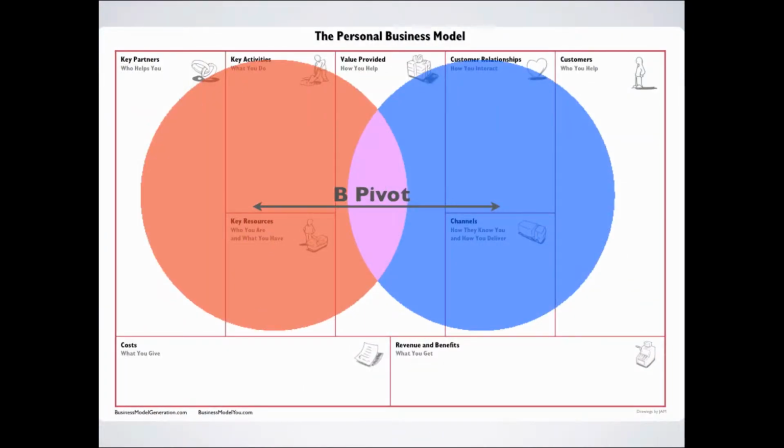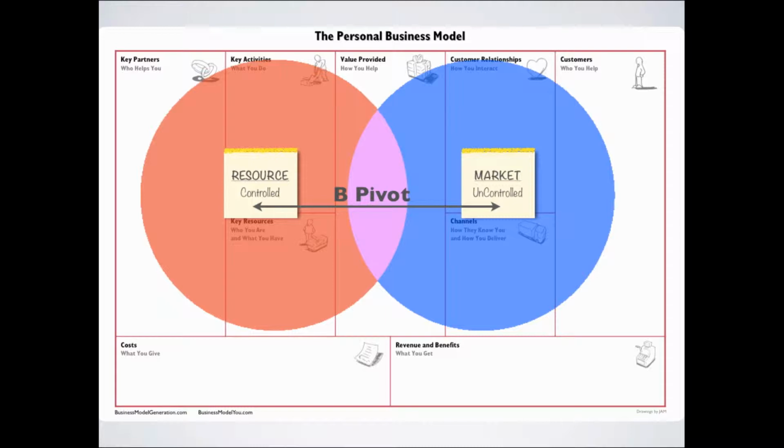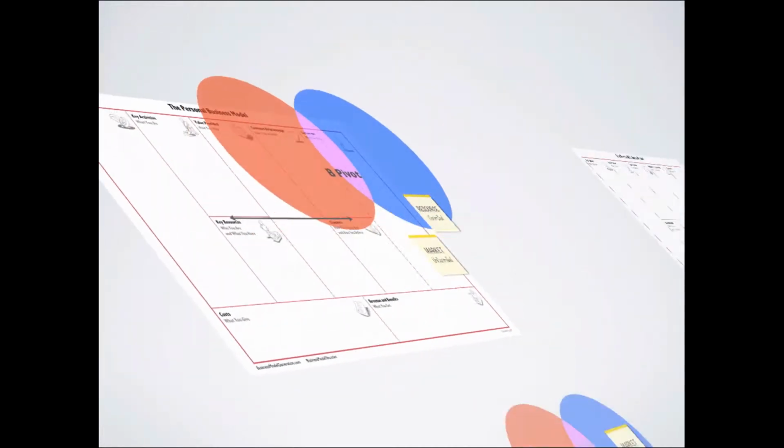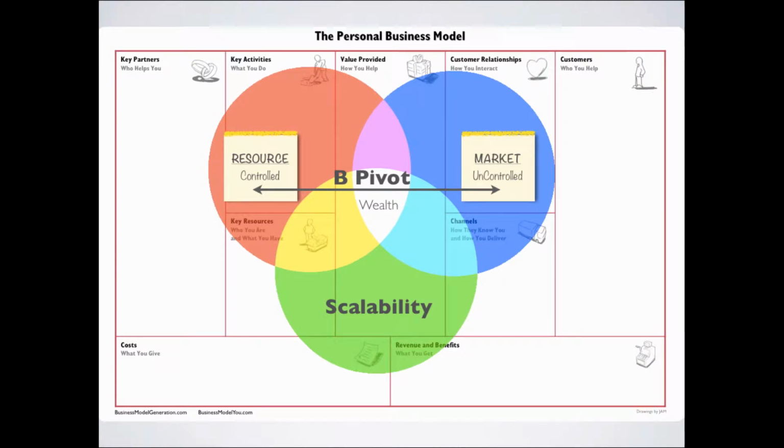The B pivots are changes we make over into the resource area, changes we make over in the market area, or back and forth between the resource and market areas without really impacting the value. If we're not impacting the value, why do we bother to do that? Well, if you remember, there are three parts to the emergence of wealth. The third part is scalability. And these are the pivots that we use to grow our business.